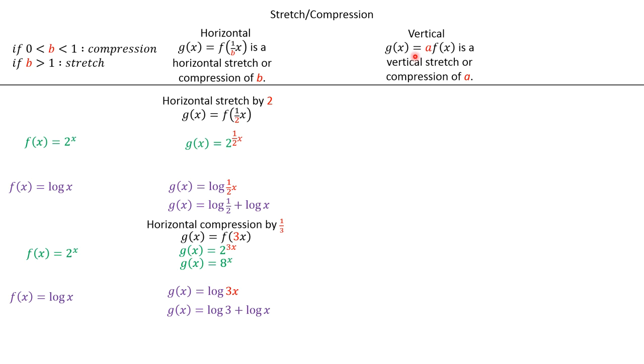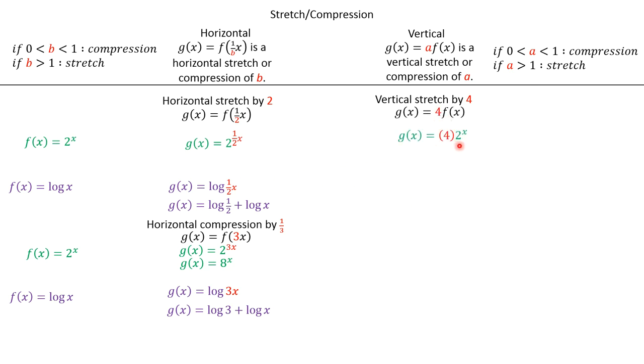All right, so vertical. We just multiply to the outside of the function. Stretch and compression is the same rule. Let's do a vertical stretch by 4. We're going to multiply 4 times the function, so that'll be 4 times 2 to the x. Can we combine 4 times 2 to get 8 to the x? No. Remember, exponent before multiplication. Order of operations is still there. We will come back to this in just a minute, though, to see something cool here.